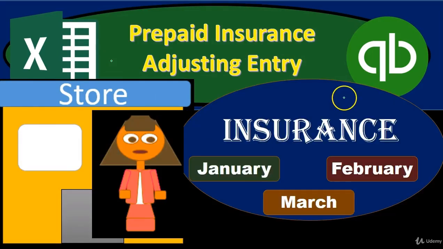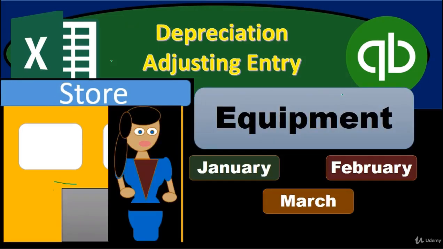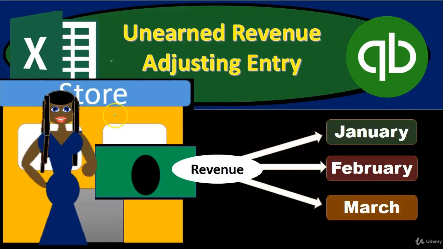We're going to have a prepaid insurance adjusting entries. We're going to have to adjust that prepaid insurance account, the asset account, as well as the related insurance expense account. We're going to have our depreciation adjusting entry that we will make as of the end of the time period and discuss its components.